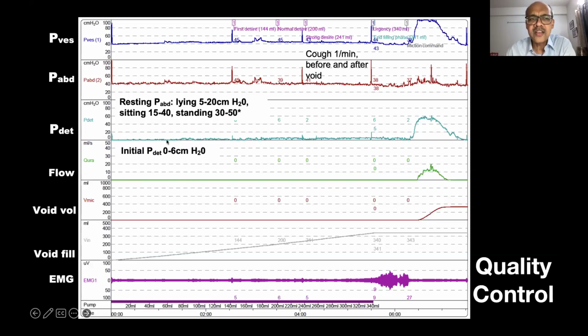So these are some quality control. You should not see a drift in the abdominal pressure downwards, which you can sometimes see if the probe is not working correctly.